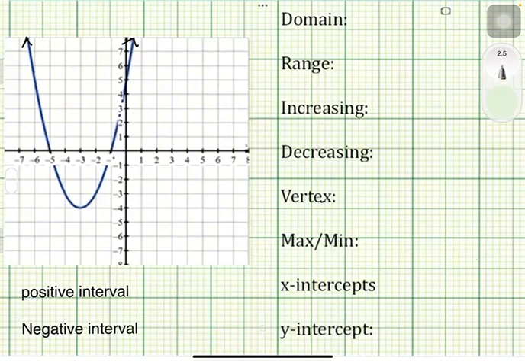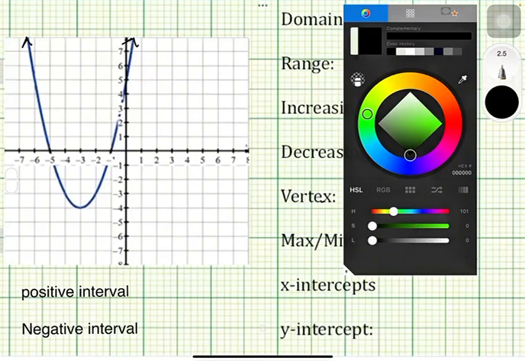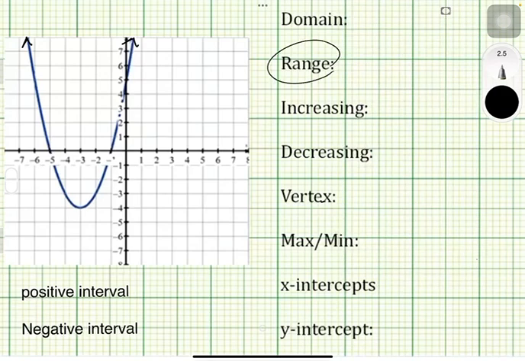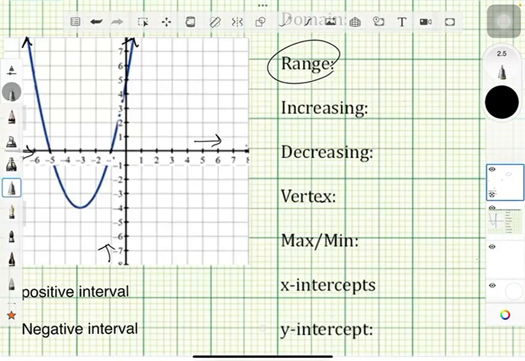I want you to know that before we start, to find the range, you need to use the y-axis. But for the other questions, you only need to use the x-axis. For the x-axis, you read from left to right, and for the y-axis, you read from bottom to top. Now let's start with the domain.